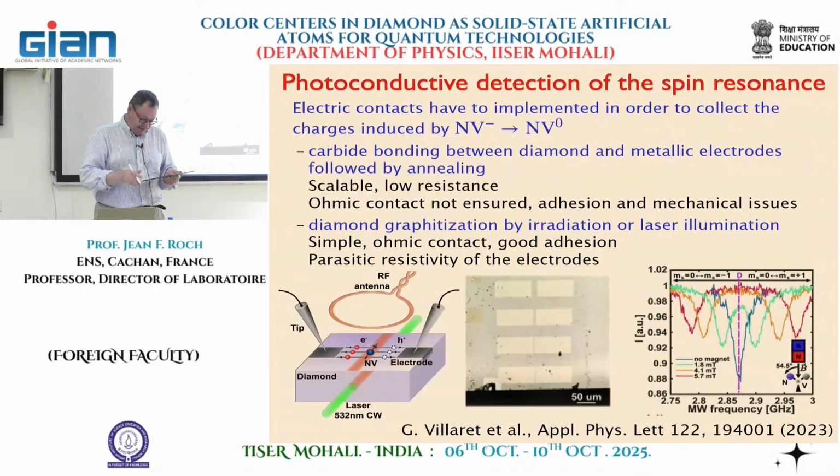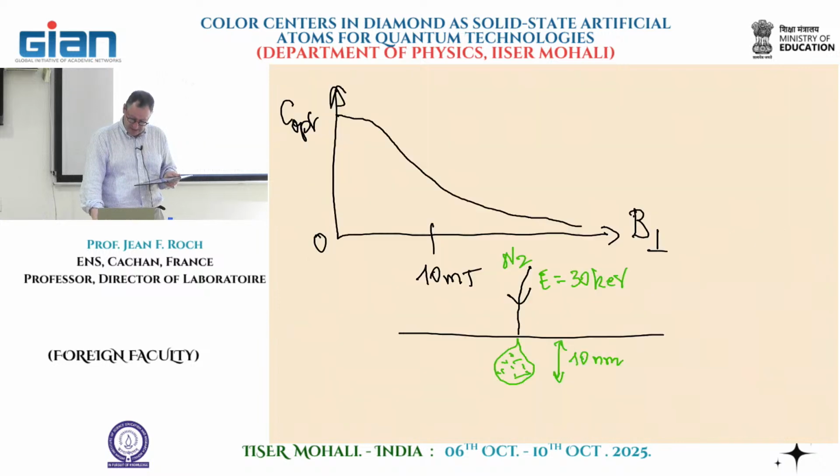When we have that situation, we nevertheless have one atom. This is the nitrogen, and all around there are vacancies. These are the vacancies. When the atom stops, it creates a lot of vacancies, and even more vacancies, of course, if the energy is very high.